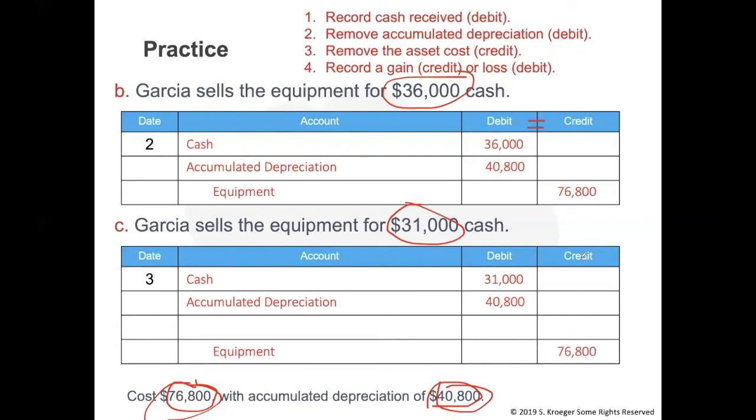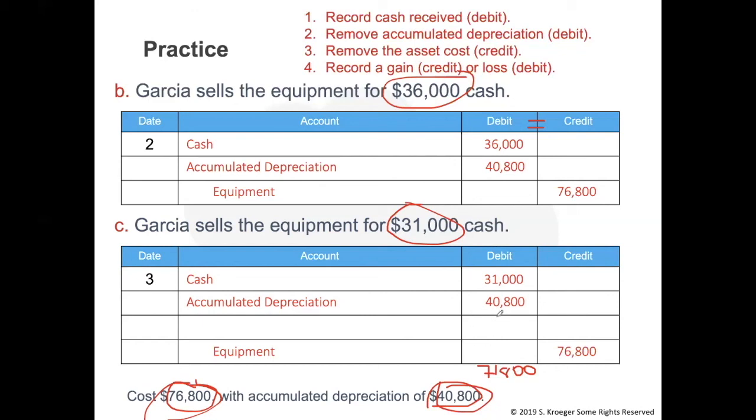Once again, add up your debits and add up your credits to see how much they are off by. When I add up the debits, I get $71,800. My credits are $76,800. How much are they off by? $5,000. And which side do I need to put that $5,000 on so they both equal? If I put a $5,000 here as a debit, then this side will now equal $76,800. That's what I need to do.